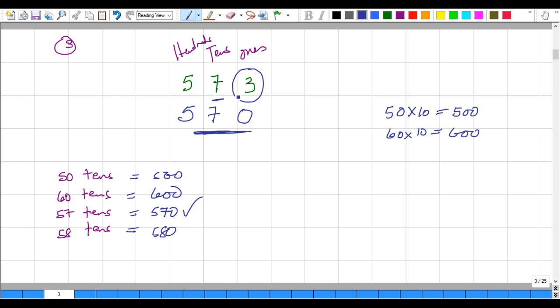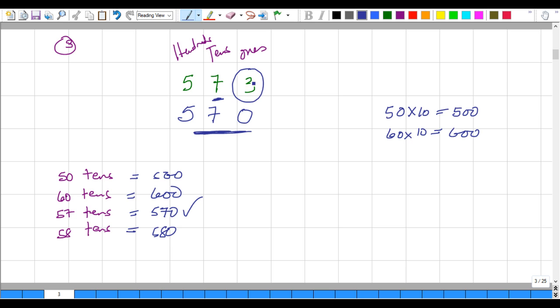The rule says when we're rounding, first we need to identify the column that we're rounding. So we're rounding to tens. Identify that digit, so we underline it. Look to the digit that is to its right and circle that one. Okay, just for emphasis, we know exactly what it is.